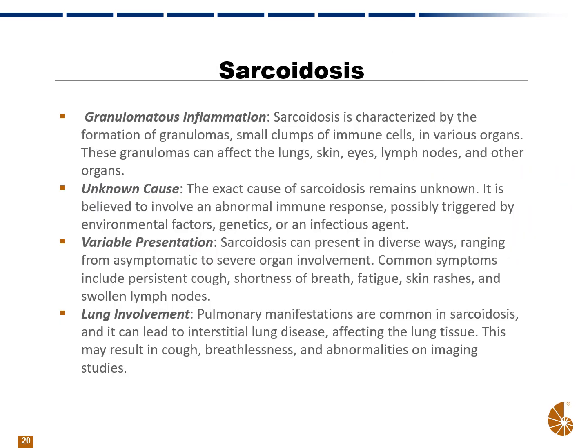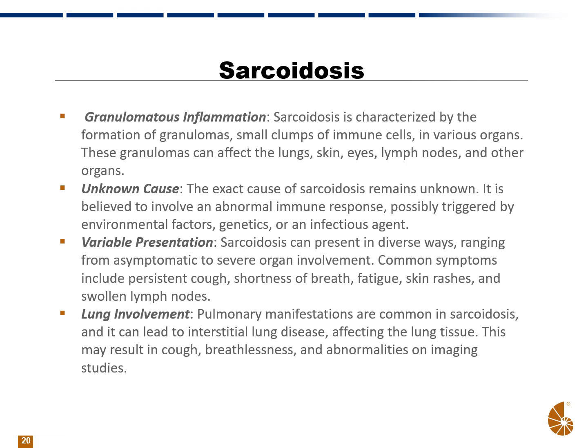So sarcoidosis is a granulomatous inflammation characterized by granulomas, or small clumps of immune cells, in various organs. It can affect the lungs, the skin, eyes, lymph nodes, other organs. It's due to an unknown cause. We still don't know what triggers it. It has a variable presentation. It can be asymptomatic or severe organ involvement. But common symptoms include persistent cough, shortness of breath, fatigue, skin rashes, and swollen lymph nodes. And it often presents in the lung.